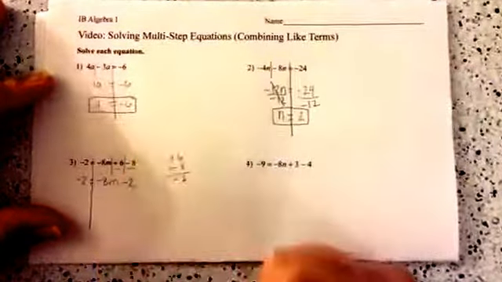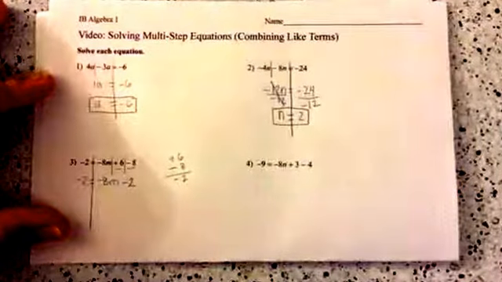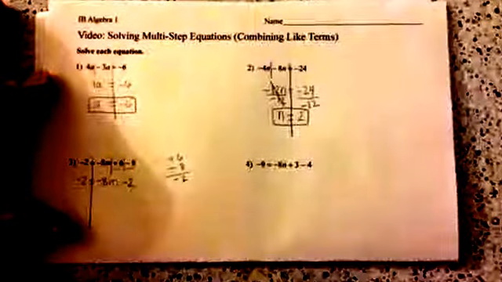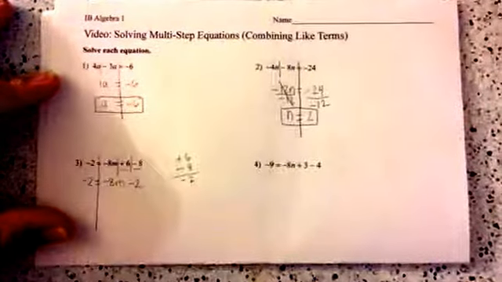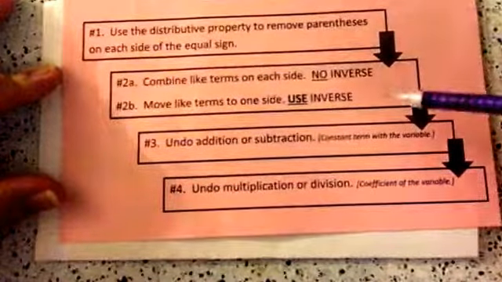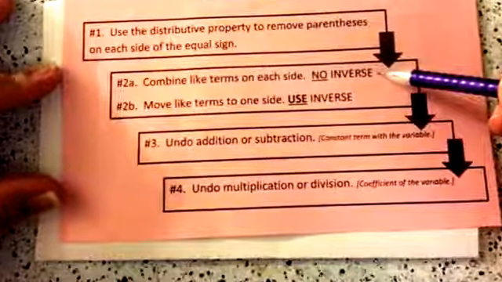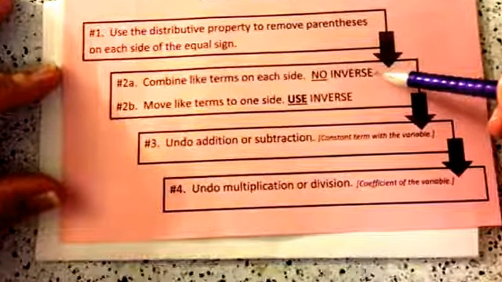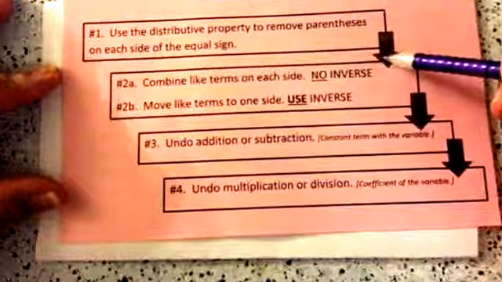Now we have to think back to our flowchart. This one involved a little bit more than the last two did. So first thing I've done is I've combined my like terms on both sides. I have not used any inverse operations. I'm going to skip 2b since I did the combining of the like terms.